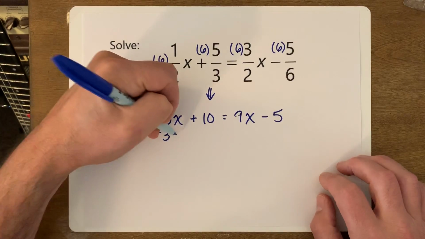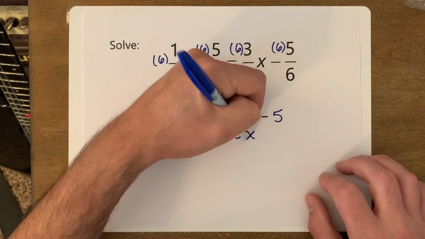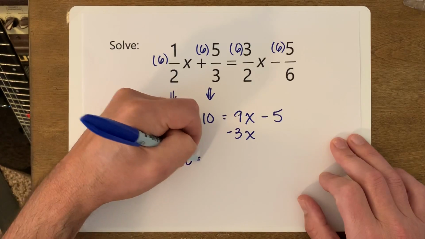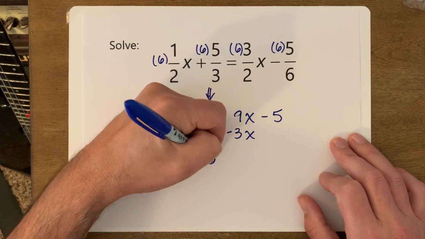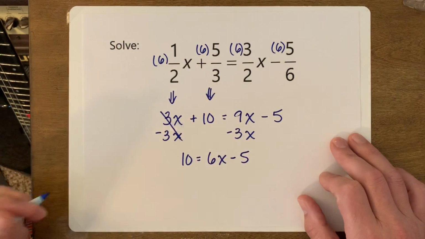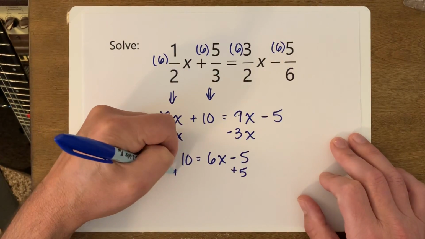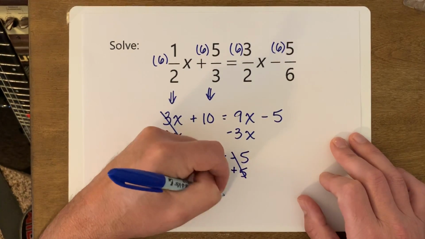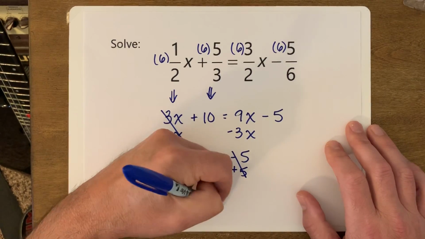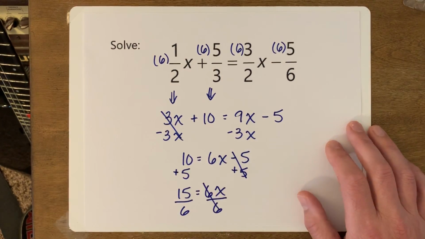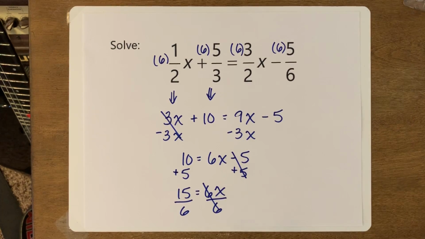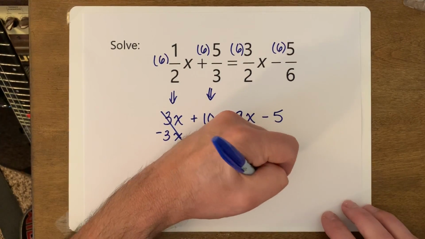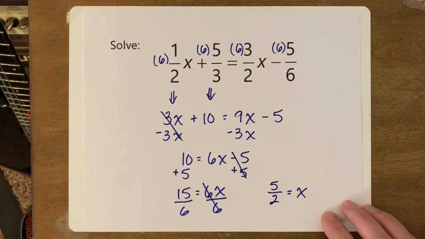So I'm going to subtract 3x on both sides. Drop my 10 down. 9 take away 3 is 6. Minus 5. Add 5 to both sides. And I get 15 is equal to 6x. If I divide by 6, now I can take 15 and 6 and actually reduce that fraction down. 3 goes into both of these, and so that would actually be 5 halves. And so 5 over 2 is equal to x. That's the answer that we want.